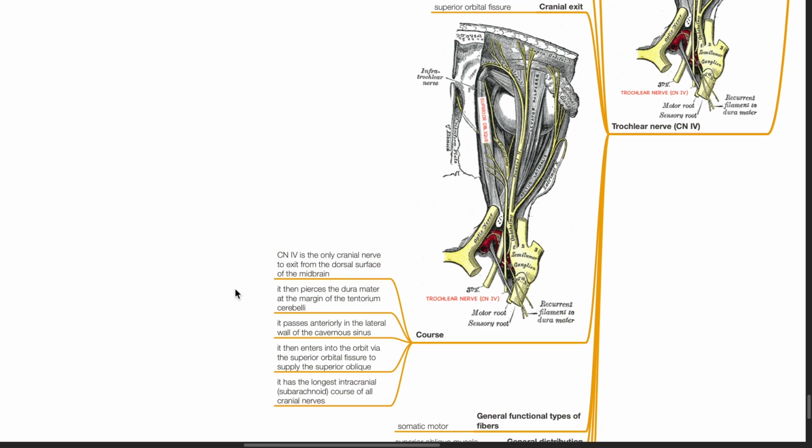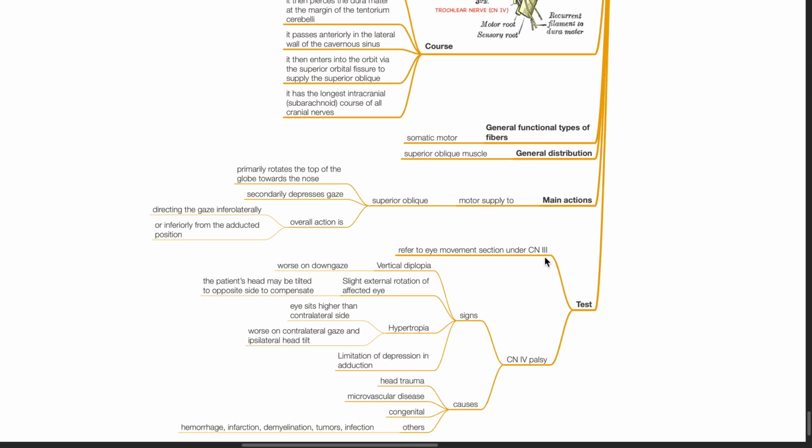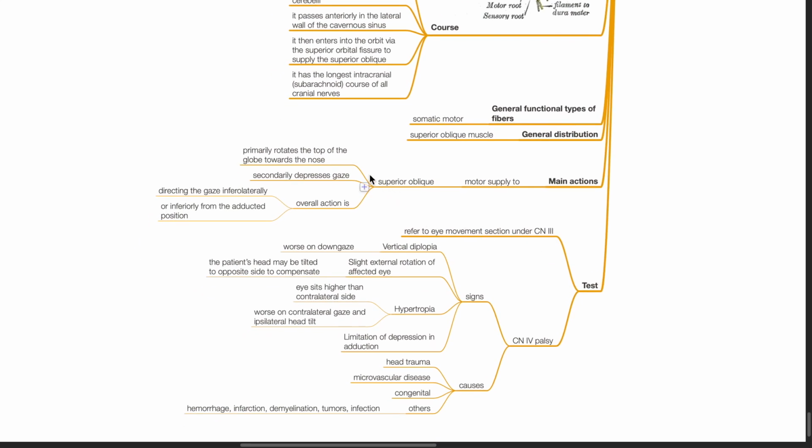The functional type of fibers in cranial nerve 4 is somatic motor. The general distribution of cranial nerve 4 is to the superior oblique muscle. The superior oblique muscle primarily rotates the top of the globe towards the nose and secondarily depresses gaze. Its overall action is directing the gaze inferolaterally or inferiorly from the adducted position.